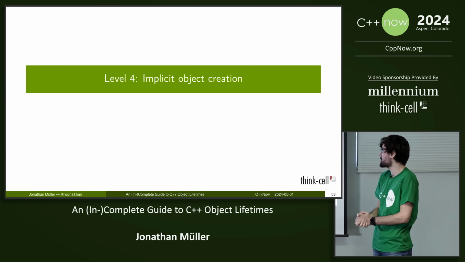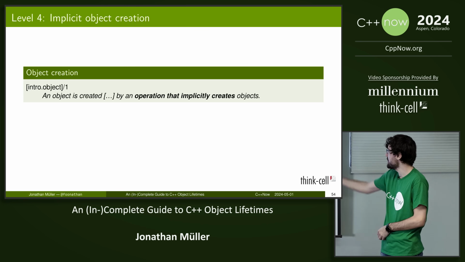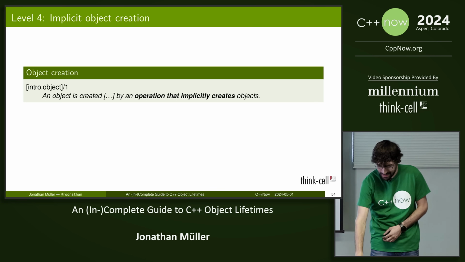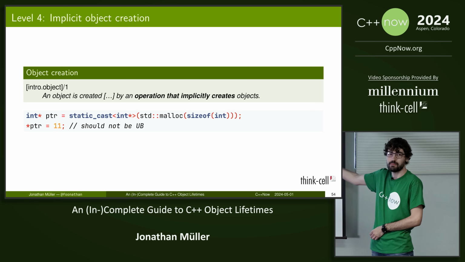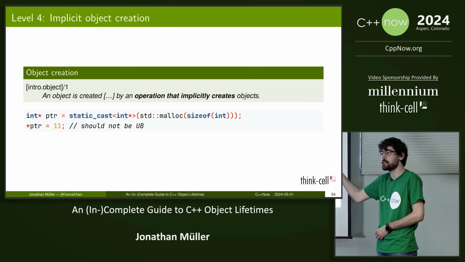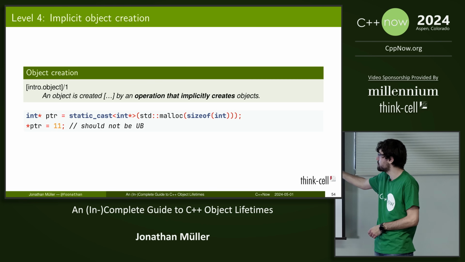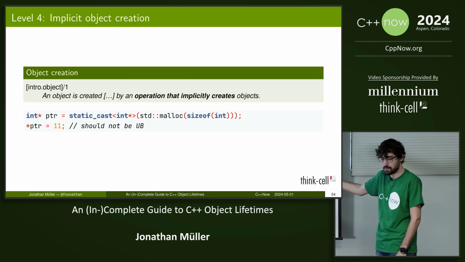So let's talk about implicit object creation. Another great tautology from the standard: an object is created by an operation that implicitly creates objects. The intent is the following code. We're using malloc, like a C programmer would, and then we just start using it. This should not be undefined behavior. However, under all the rules we've discussed so far, this would be undefined behavior because we don't have an int. We've just allocated some storage.